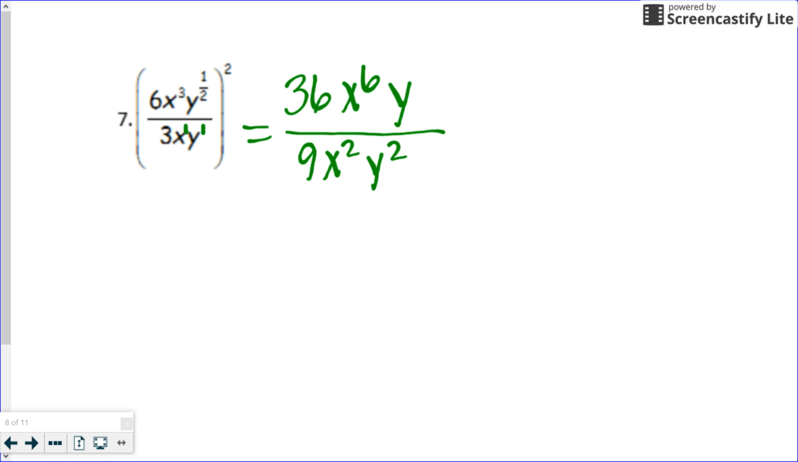Now I've got my division problem. I'm going to start subtracting my exponent. So 36 divided by 9 is 4. X to the 6 minus 2 is x to the 4th power. And then keep in mind there's an understood 1 there. So y to the 1 minus 2 would give me y to the negative 1, which means my y is going to end up down on the bottom.